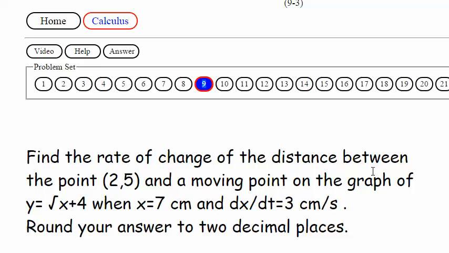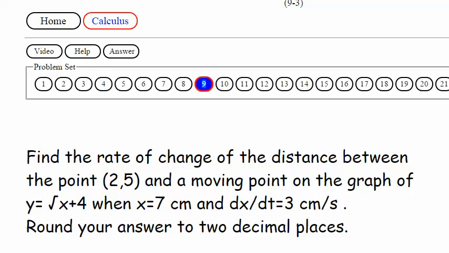Find the rate of change of the distance between the point (2, 5) and a moving point on the graph of y equals the square root of x plus 4 when x is equal to 7 centimeters and dx over dt is 3 centimeters. So let's take a second here and write down these numbers.